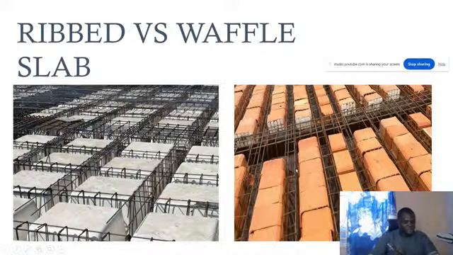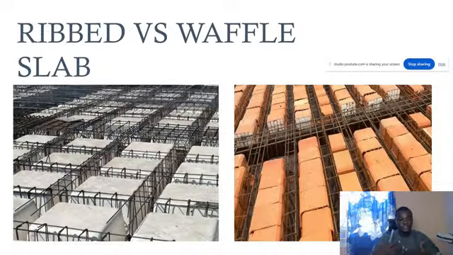Then another major difference is that rib slab, the first one on the right, is usually constructed either by precast, because here what we have is in situ casting. So either by precast casting or in situ casting, in the sense that the beam ribs will have been precast, then they will just be installed on the site and then the topping slab will be cast on top. But for waffle slab, most of the time it is cast in situ.